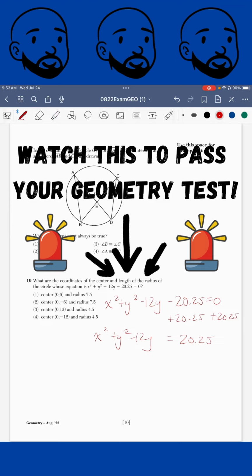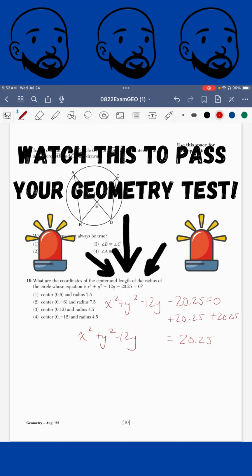We're going to use something called completing the square to finish this. Notice that it's just x squared by itself. That's why all these answers just have 0 for x. We don't have to do anything with the x today. Let's concentrate on the y.